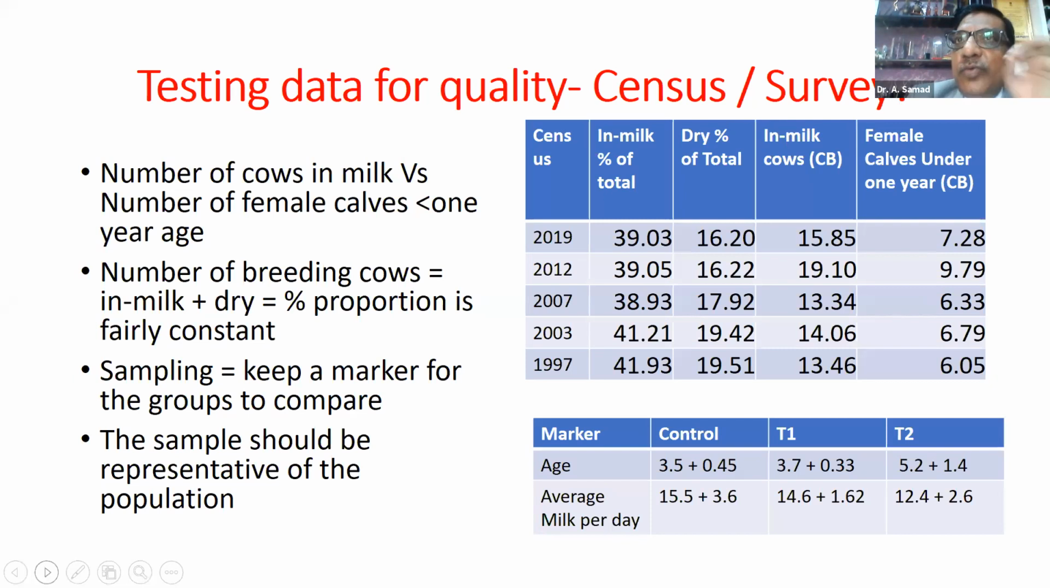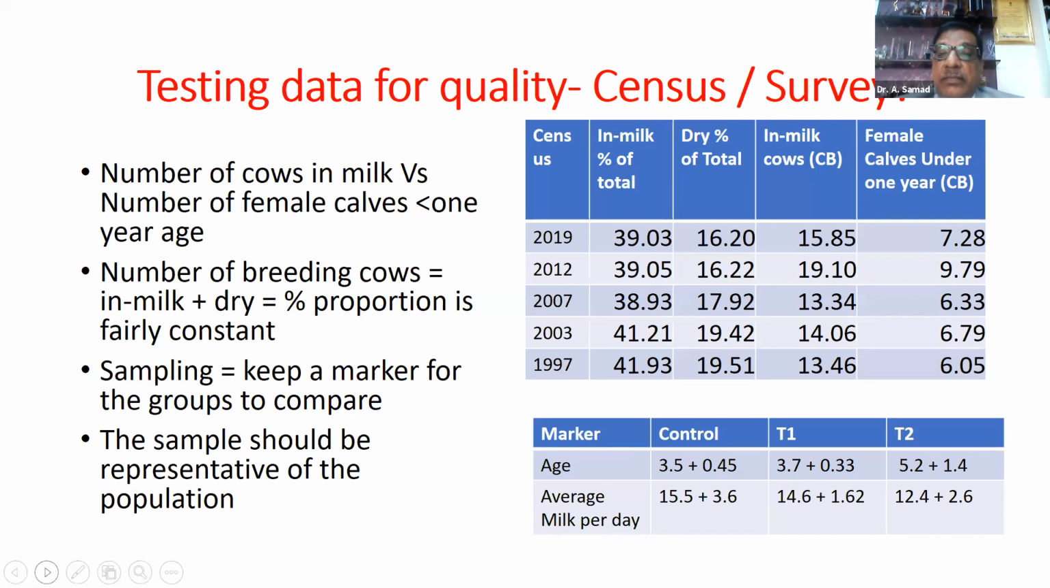When I tell students to go and collect certain samples, I also tell them to collect the basic marker data of that particular sample, so that you will be able to compare with that marker, whether that marker is fairly constant. And that marker has to be something which is present in all the samples which you are sampling.